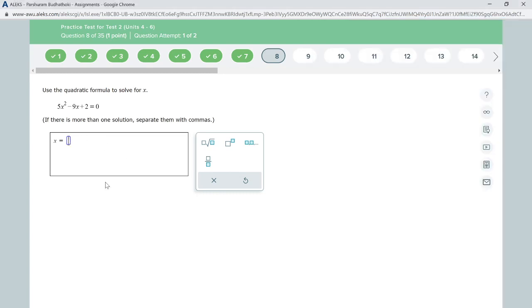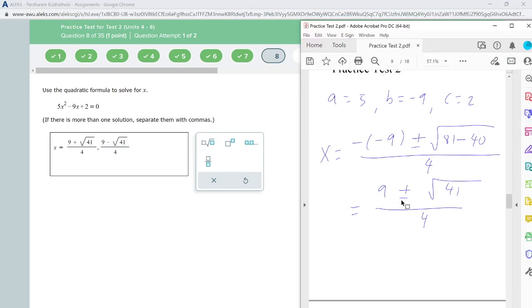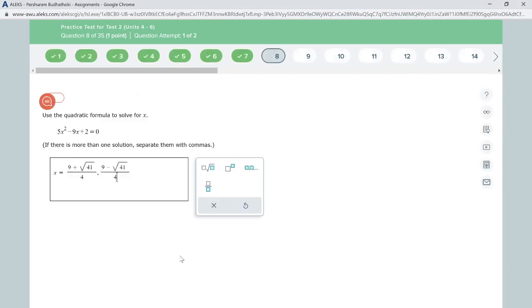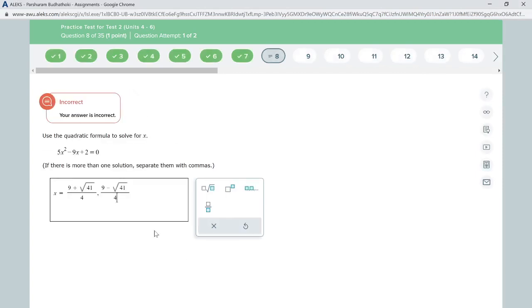So the answers are positive 9 plus square root of 41 divided by 4. That's the one answer, comma, one more time, positive 9 minus square root of 41 divided by 4. So these are the two possible answers, plus and minus. Okay, your answer is incorrect.